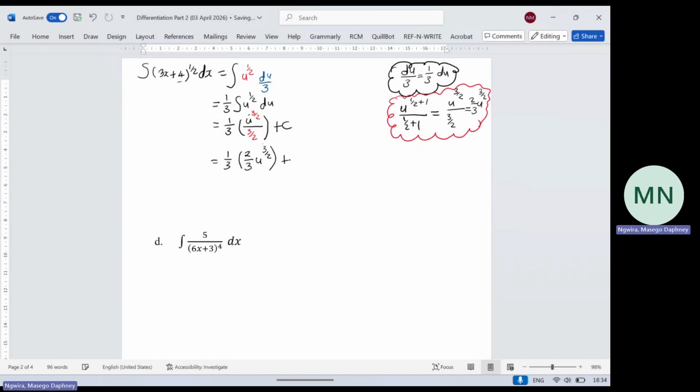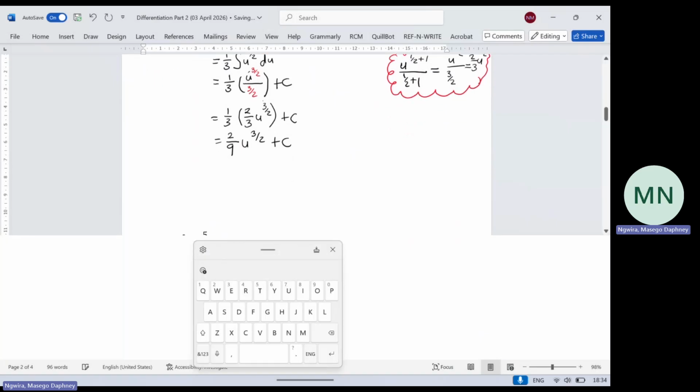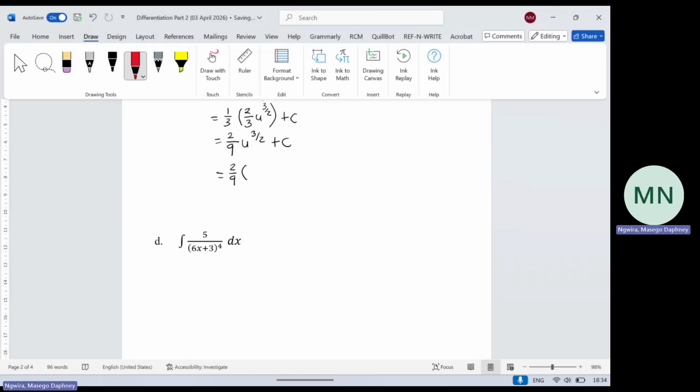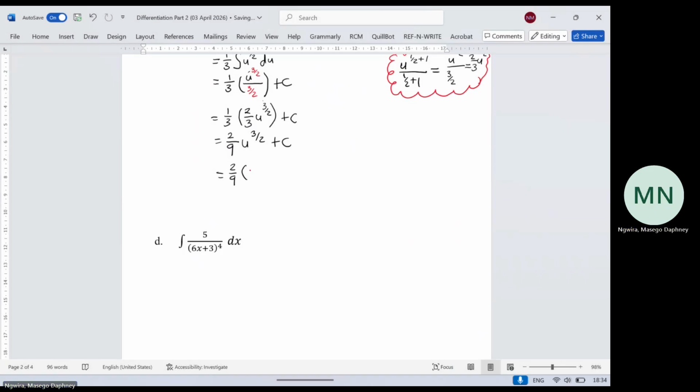And then this is just plus c, and then we are going to have 1 over 3 times 2 over 3, which gives you 2 over 9. Then this is u to the power of 3 over 2, then plus c, and now we substitute our u. We said our u is 4x plus 3, so this will be 2 over 9 bracket. I am changing back my u.